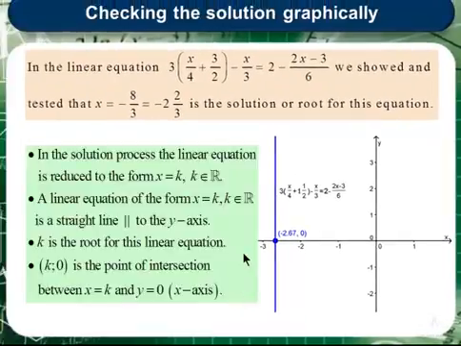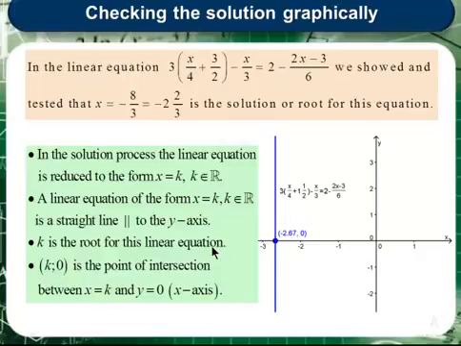In general, the solution process of any linear equation can be reduced to a solution of the form x is equal to a constant, which we indicate by k, and of course this constant will always be a real number. So a linear equation of this particular form, if you represent this graphically, will be a straight line parallel to the y-axis. Here we see a specific case of such a solution, and this particular k value is the root for the given linear equation.